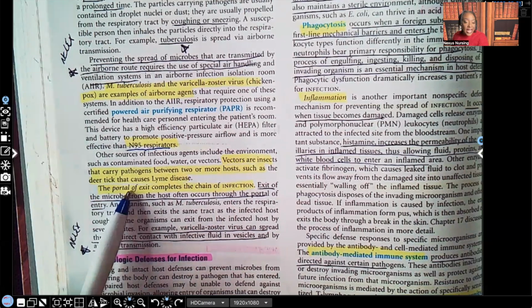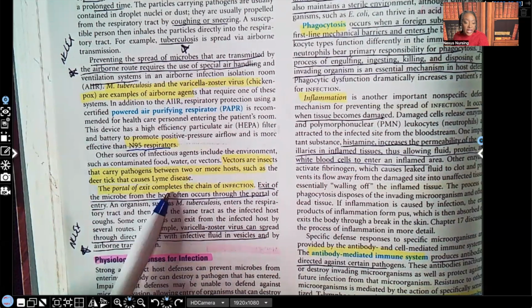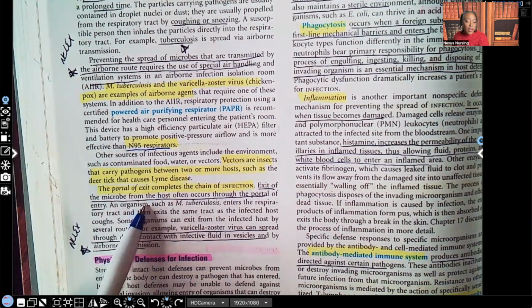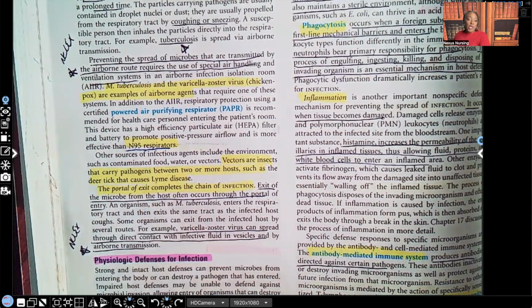The portal of exit completes the chain of infection. Exit of the microbe from the host often occurs through the portal of entry. So if the person got the flu through breathing it in, they most likely will give someone else the flu by sneezing or coughing, and then someone else gets it the same way they got it. That same portal of entry is usually the exit, okay?